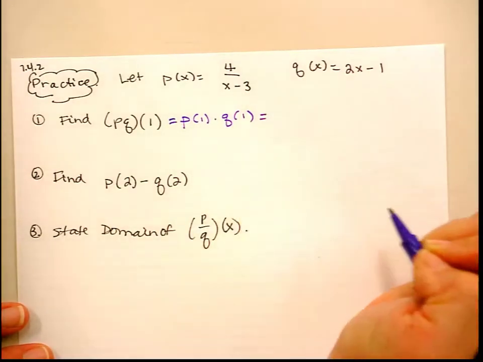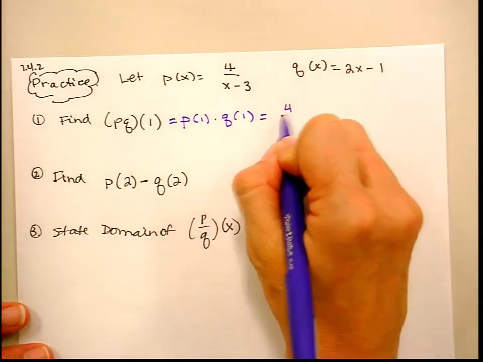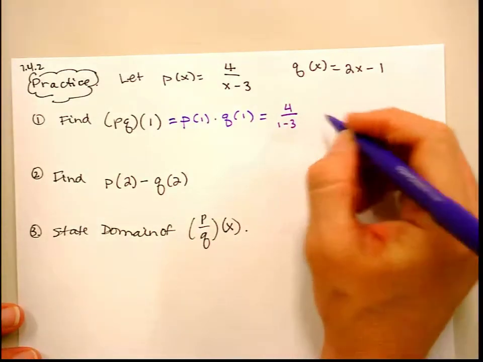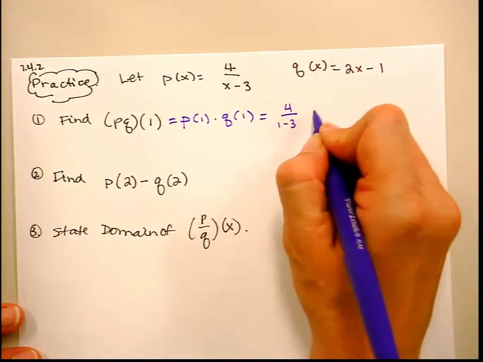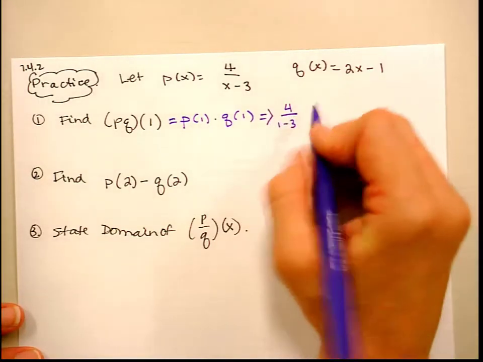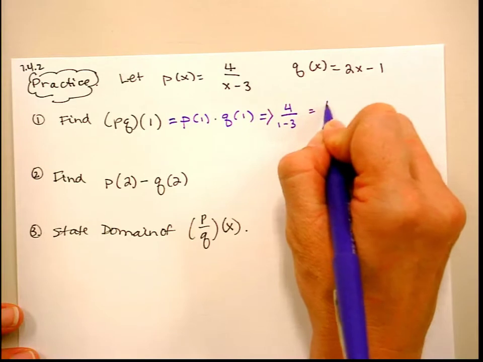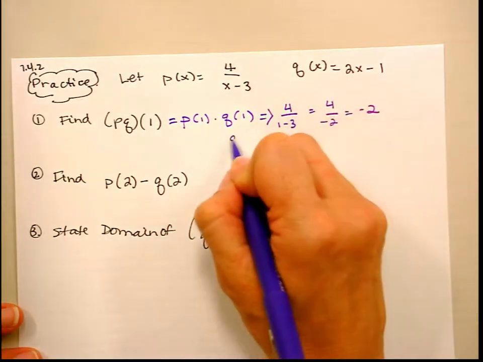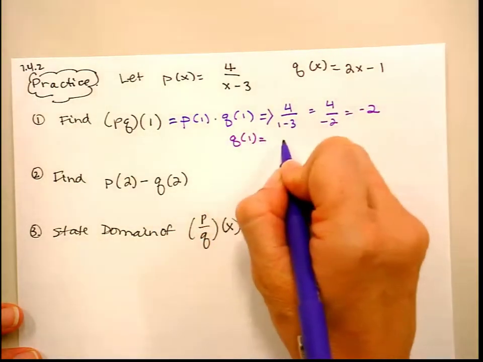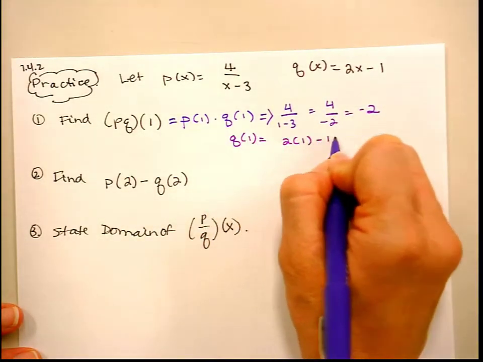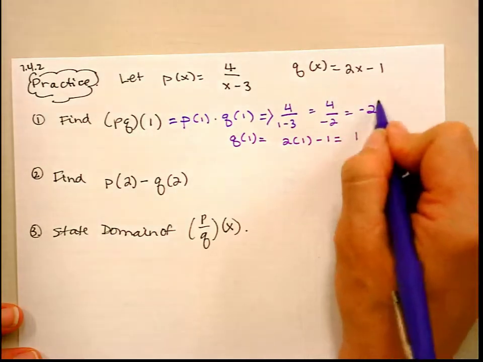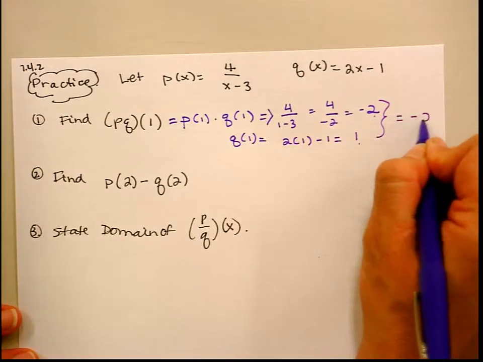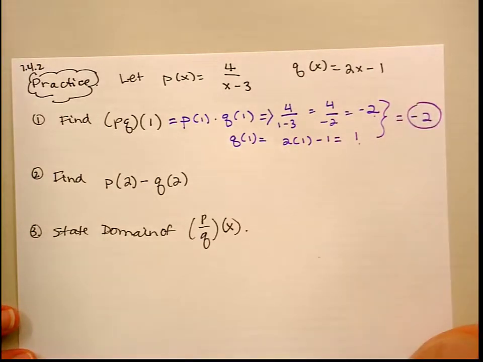So p of 1, what is that? 4 over, put an arrow here because I'm not exactly equal anymore. I'm just looking at p of 1 right now. 4 over negative 2, so that part there is negative 2. Q of 1 is 2 times 1 minus 1. That's 1. And then I multiply these two together. Negative 2 times 1. Here's my answer. Negative 2.